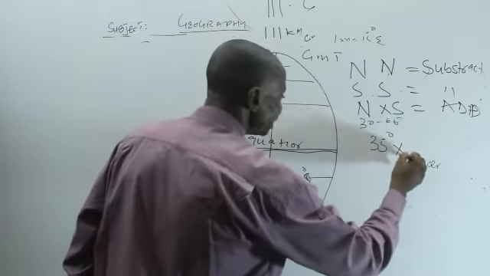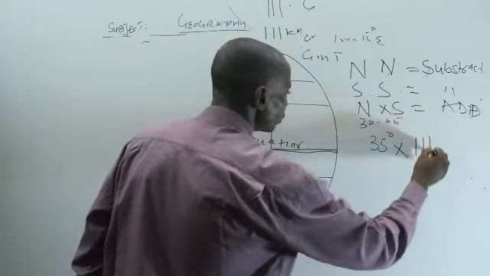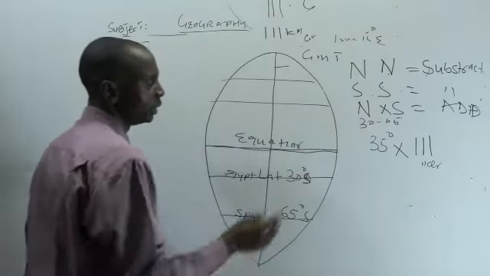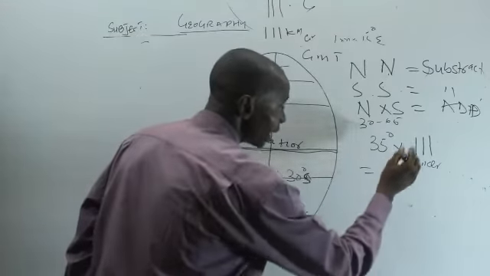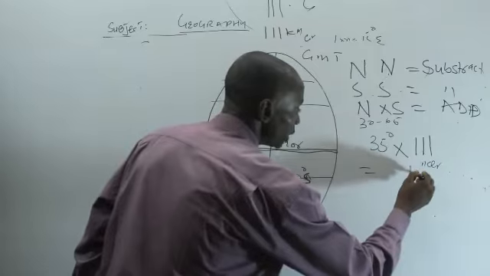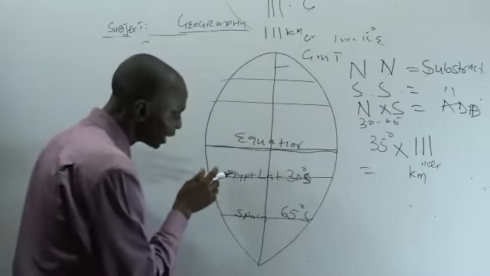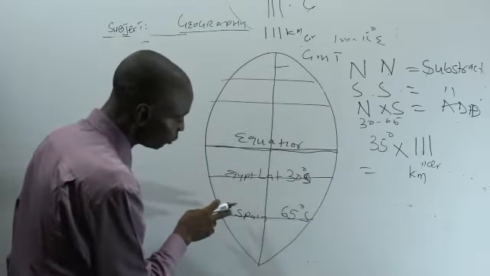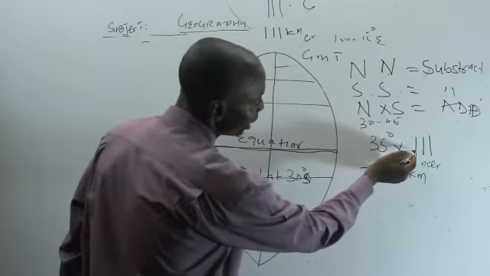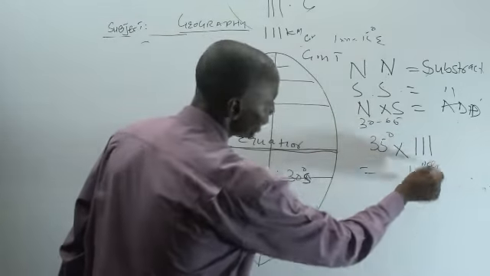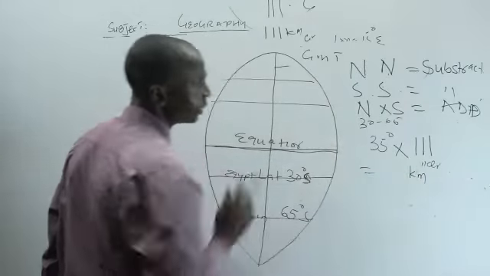Then you multiply this 35 by 111. This 35 multiplied by 111 will give you whatsoever it gives you. It will be in kilometers. So the distance between Egypt and Spain is whatever 35 multiplied by 111 kilometers gives you. That is the answer.